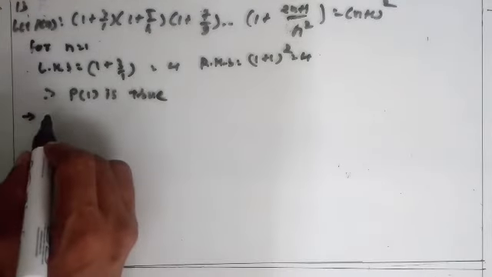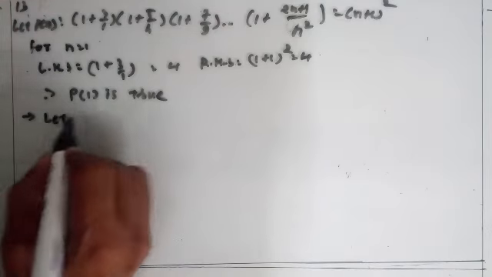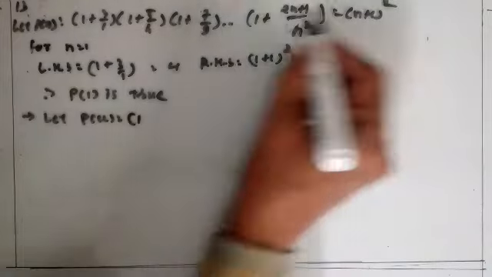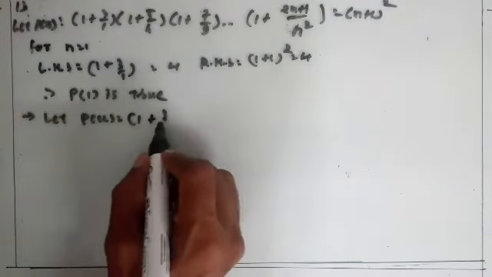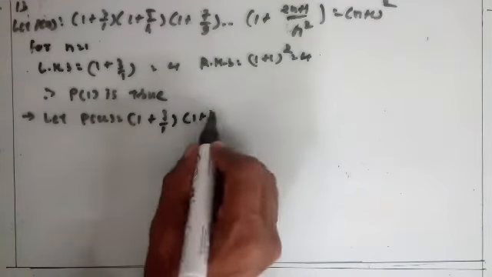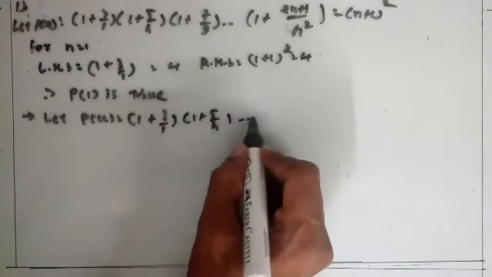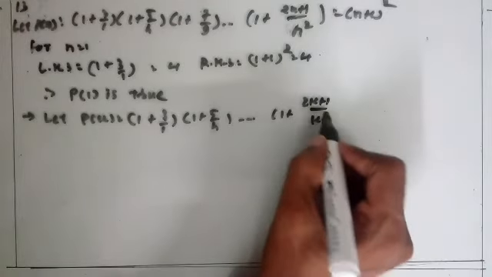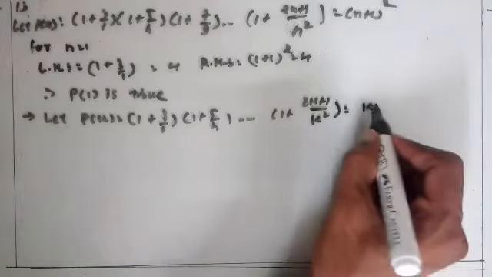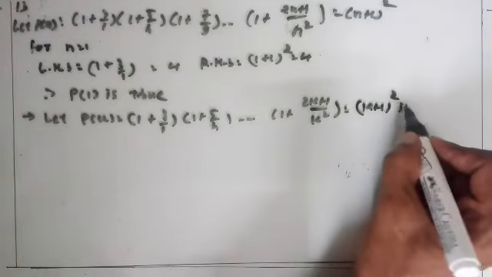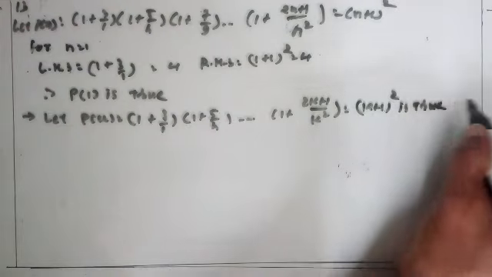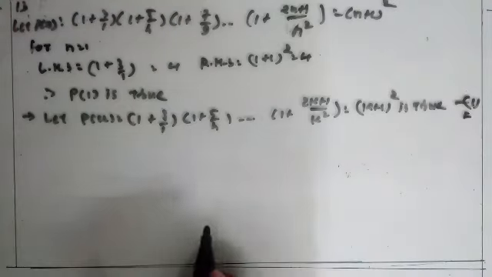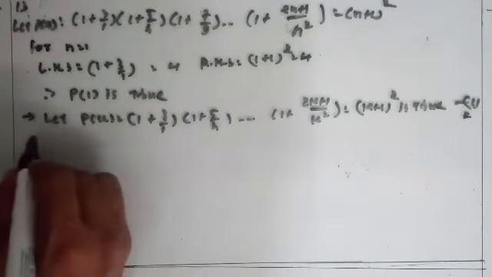Now assume that Pk is true. Let Pk be obtained by replacing n by k in both sides: (1 + 3/1)(1 + 5/4)...(1 + (2k+1)/k²) = (k+1)² is true. Take this as result number 1. Now using this result we prove Pn is true for n = k + 1.